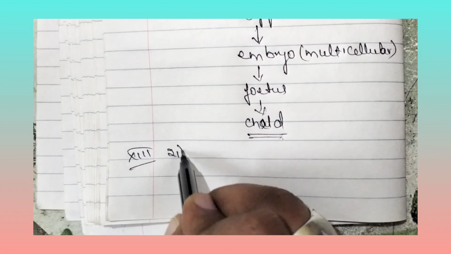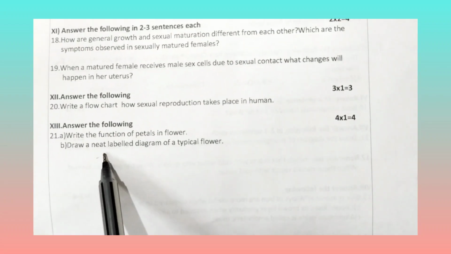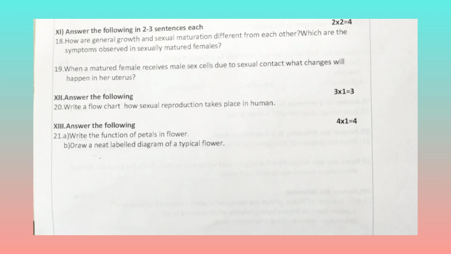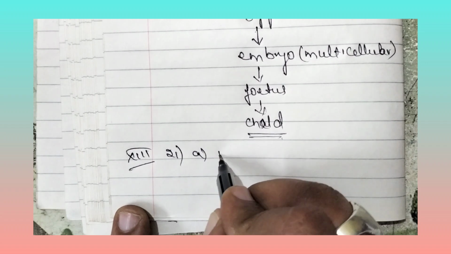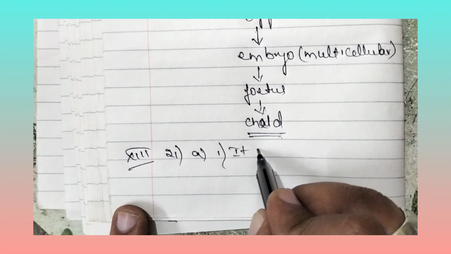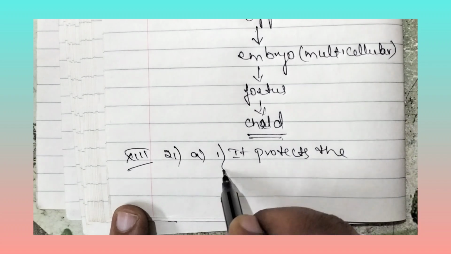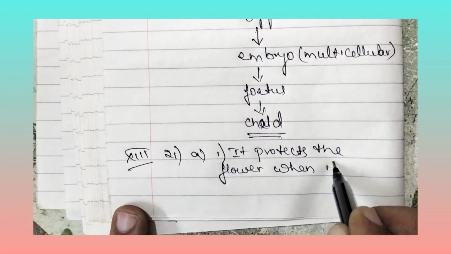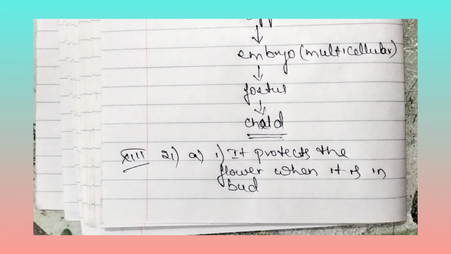So now let us move to the last main, that is 13th main. This is 21a. So let us see what is the 21a. Write the function of petals in flower and draw a neat labelled diagram of a typical flower. So now let us see what is the function of petals in a flower. It will do two works. One is it protects the flower when it is in bud condition.